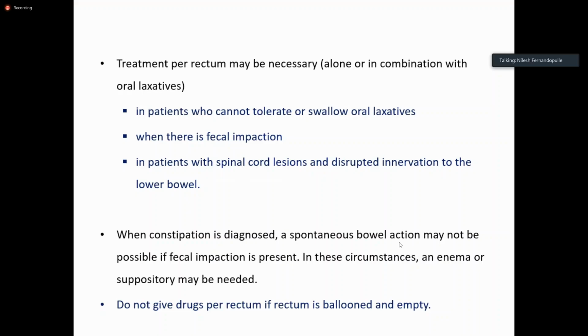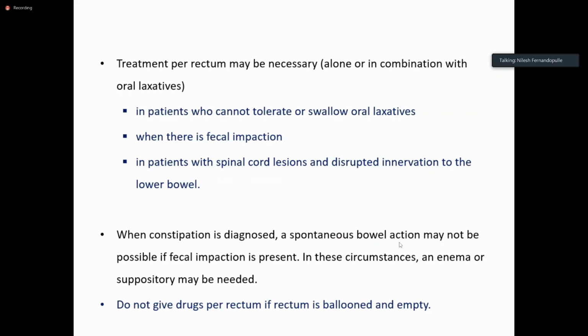When constipation is diagnosed, a spontaneous bowel action may not be possible if fecal impaction is present. In these circumstances, an enema and suppository are needed. Again, when a patient comes with constipation, do a DRE and think whether there are impacted stools. Just giving lactulose or whatever the drug, I'm using trade names, don't. Just giving a laxative orally is not going to be helpful. You need to put something rectally to clear out the bowel.